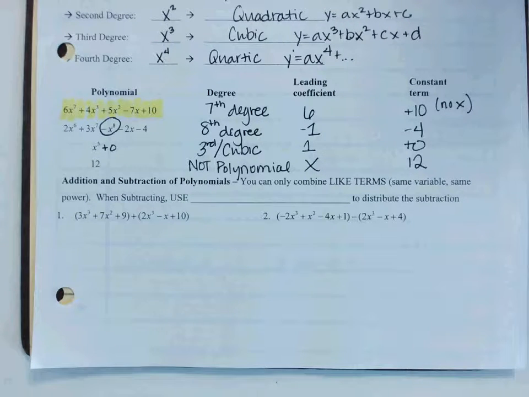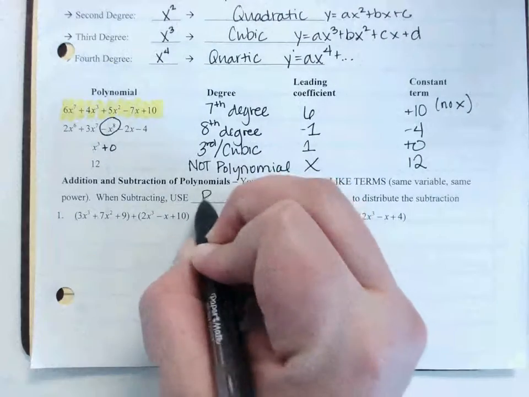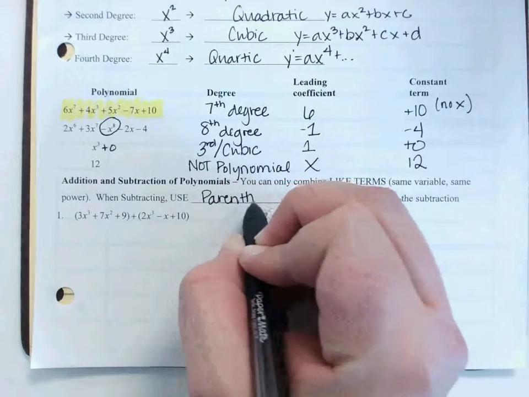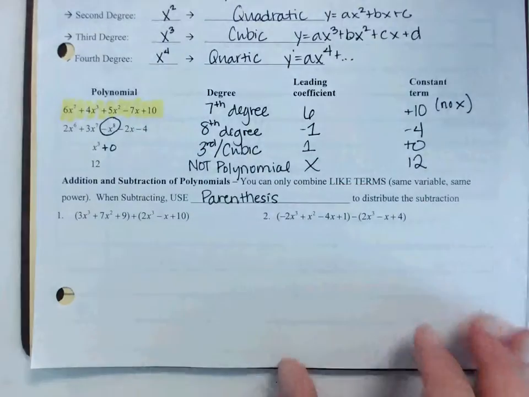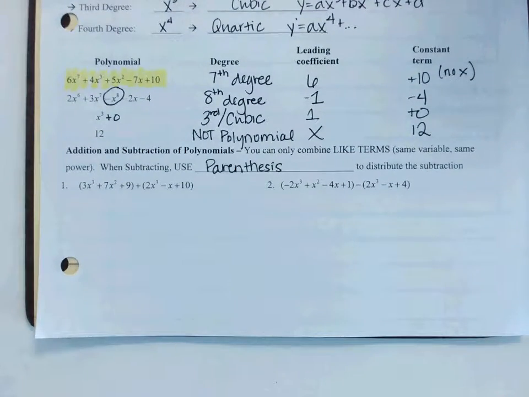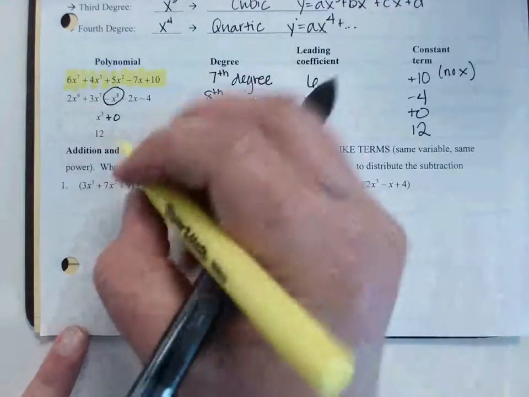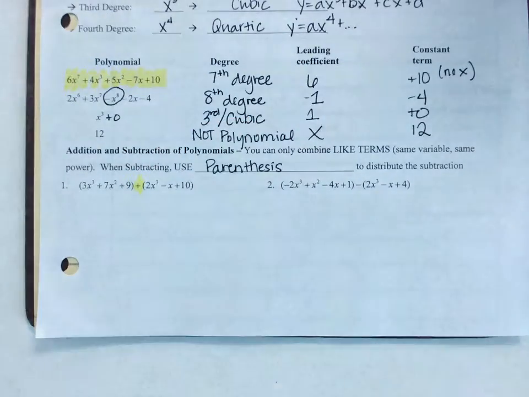Okay, so look at the bottom. Addition and subtraction. You can only combine like terms when you're adding and subtracting. When you're subtracting, you're going to use parentheses. This is easy, you already know how to do this. So if I'm looking at number 1, I am adding these polynomials together. Then I can only add like terms. That means x cubed with other x cubes, x squareds with other x squared, constants with other constants.